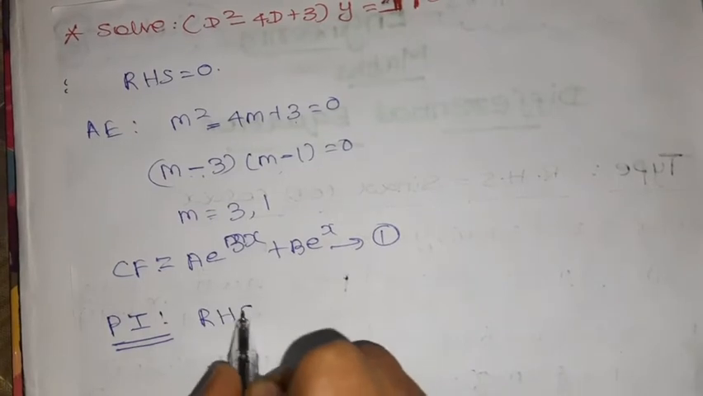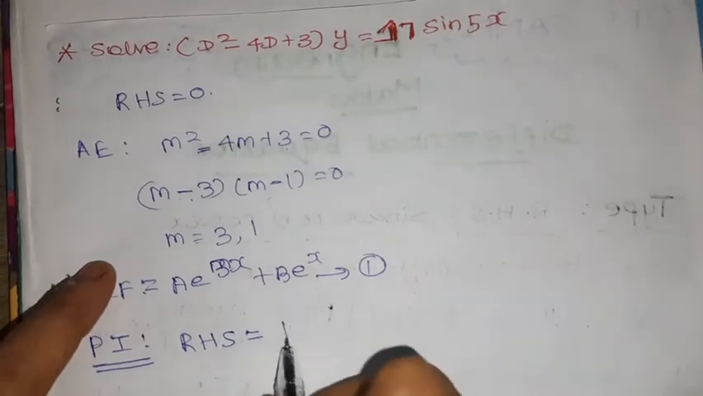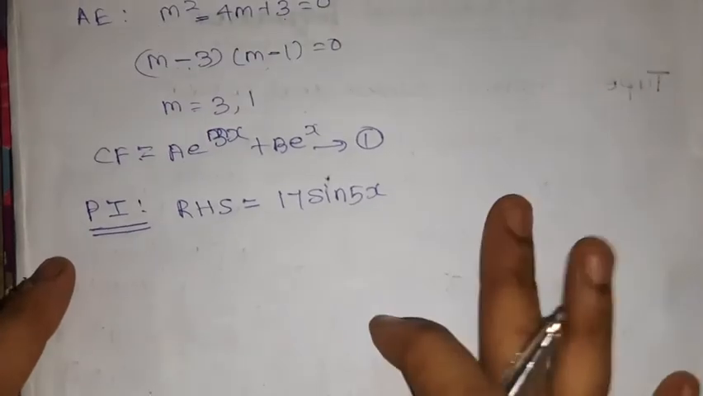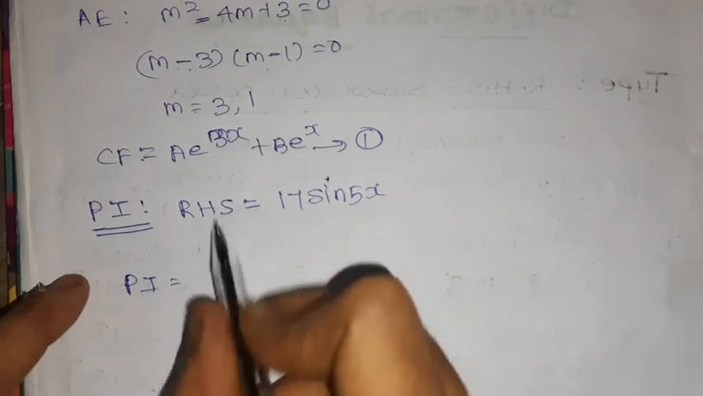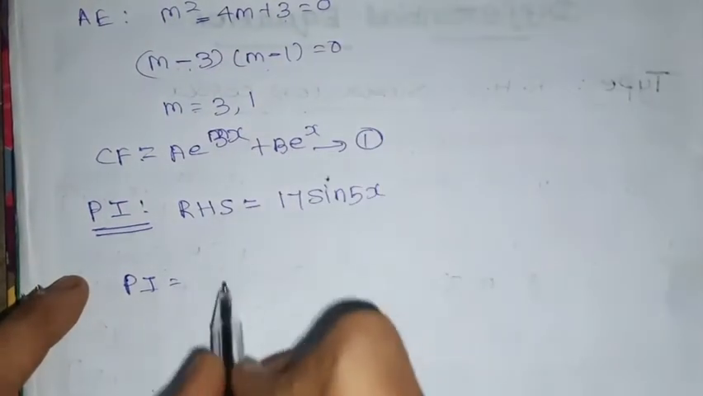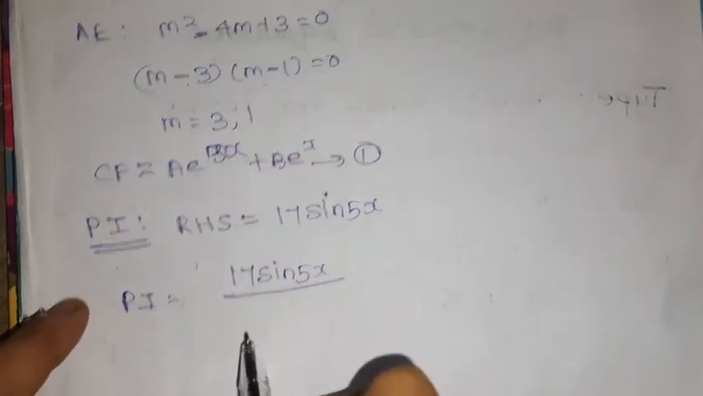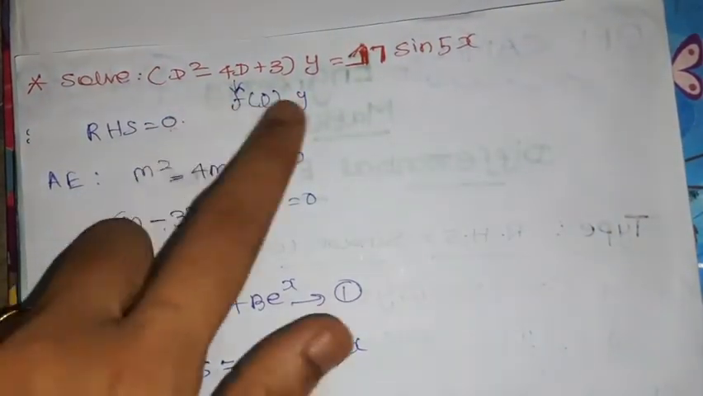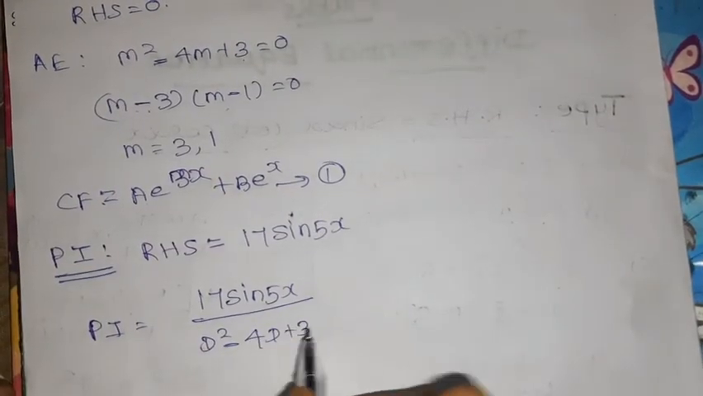For the particular integral, we need to use the RHS. Here, what is the RHS? 17 sin 5x. If it is in the form of a sine function, the procedure is the same for sine and cos. So 17 sin 5x divided by this term, f of D. This is f of D, the term multiplying y: D squared minus 4D plus 3.